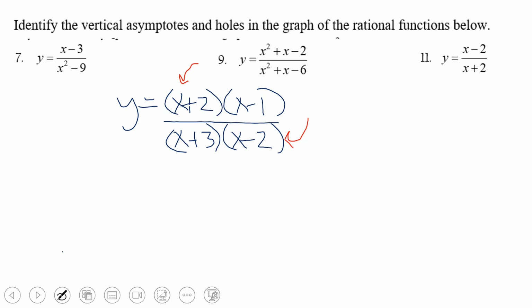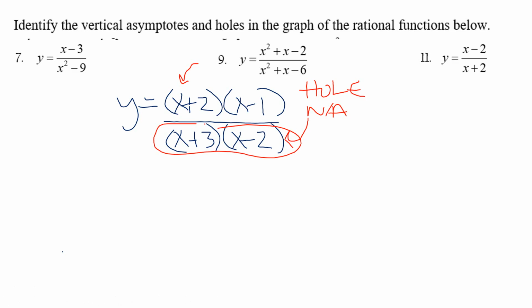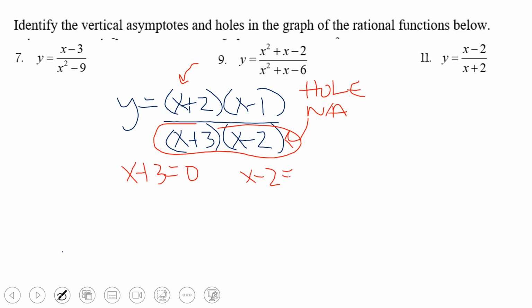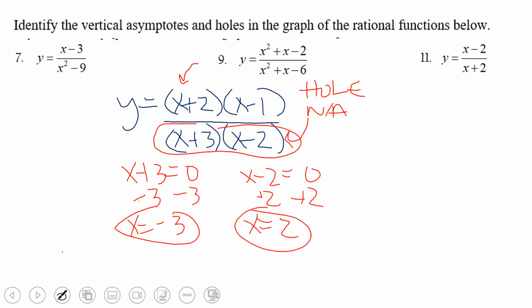A lot of students, again, want to use the word cancel out. Not canceling out, but we're simplifying. I can't do that. That means there exist no holes in this graph. But now we're going to look at the denominator and set both of these linear factors equal to 0 in order to identify the vertical asymptotes. So I'm going to subtract 3 from both sides. x equals negative 3 and x equals positive 2 are going to be the vertical asymptotes.